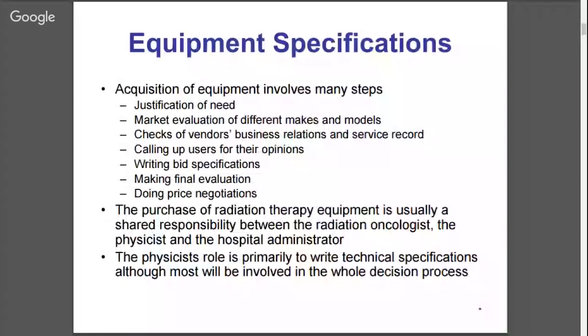It's surprising, manufacturers quite often are prepared to negotiate a price. And this process is a shared responsibility generally between the multidisciplinary team in the radiotherapy process. So that includes the radiation oncologist, the physicist, and the radiation therapists or technologists, and also the administrators. But the physicist's role is primarily a technical one, and a scientific one. It's to write technical and scientific specifications, although you will be involved in the whole decision process.